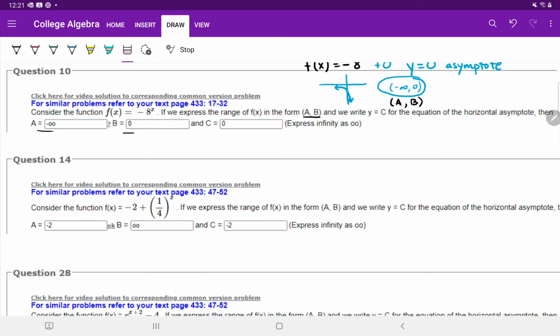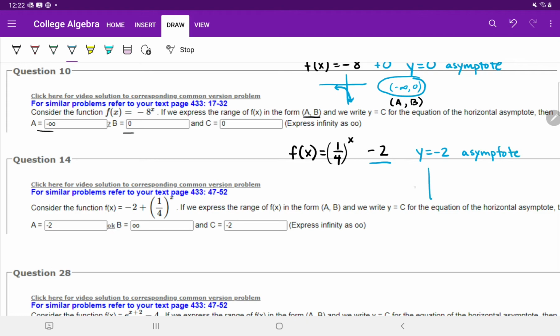Moving on to question 14. We have a function this time. It's another exponential function, and it's written sort of out of order. Typically, I like to write these with my exponential first, so I'll have 1/4 to the x power minus 2. Makes it a little easier to see. This number that's added at the end is our horizontal asymptote. So y equals -2 is our asymptote, which helps inform our range.